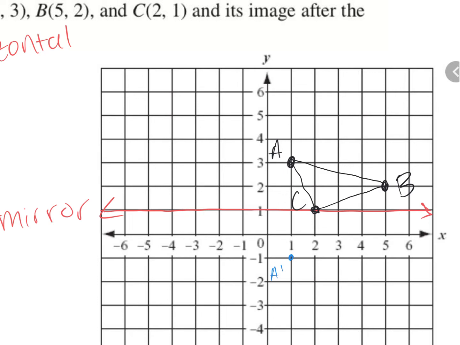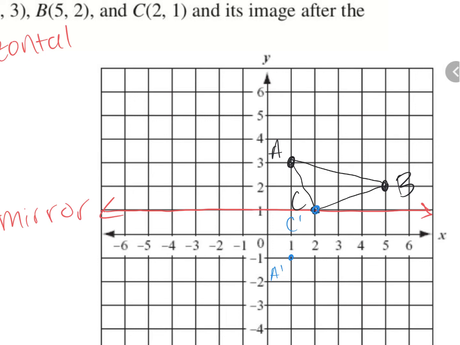You don't move it. It doesn't move. Why not? It's on the mirror. So C prime, you're going to put another dot and put C prime here. Makes sense. Now, is B on the line? No, so B is going to move. How many units is B away from the line? 1. And it's above, right?